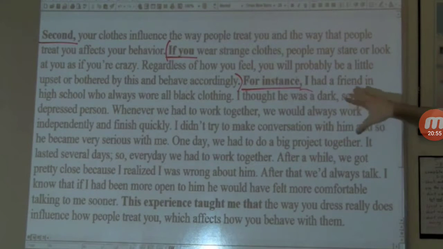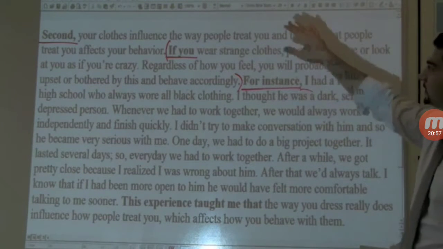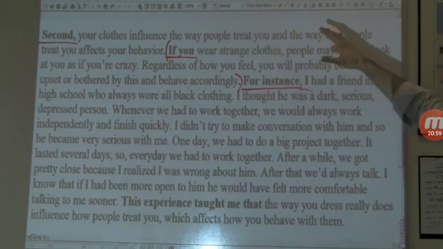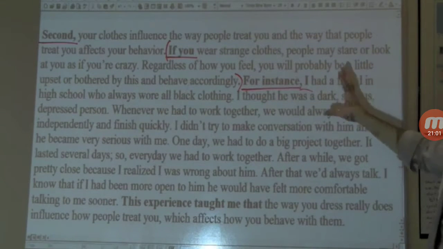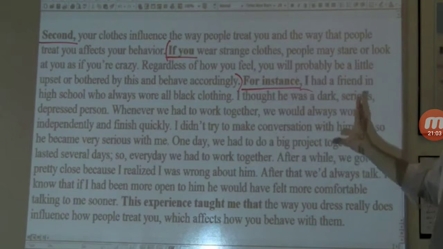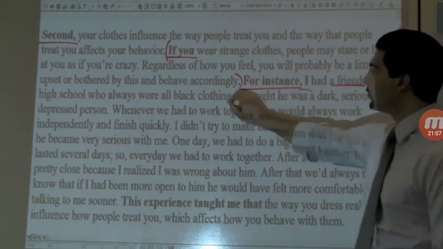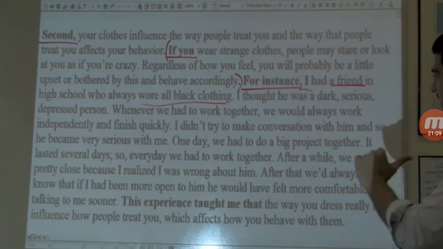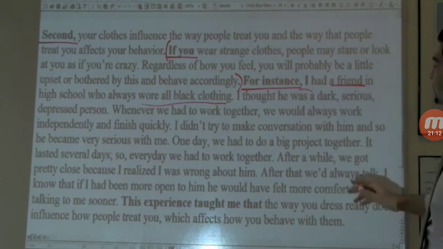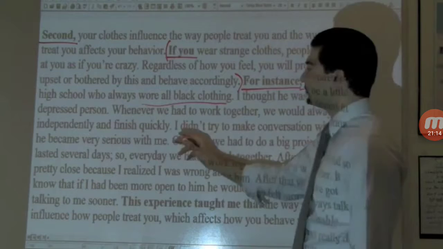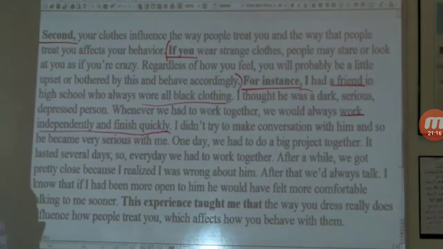Now, what I want to do is show that someone wore something, that affected how that person was treated, and then that person behaved differently. So how do I do that? I had a friend who always wore black clothing. I treated him differently because I didn't want to work with him. Thought he was too serious. So I finished work quickly. So he wore something, and I treated him differently.